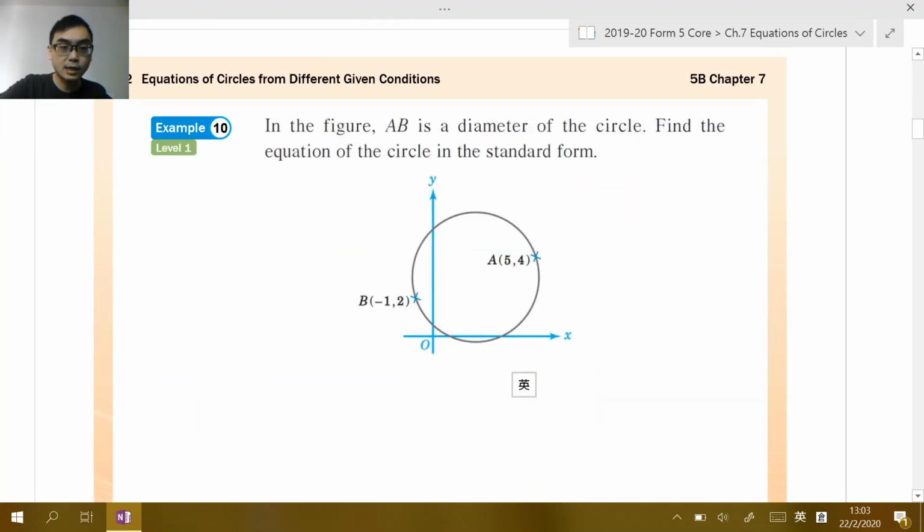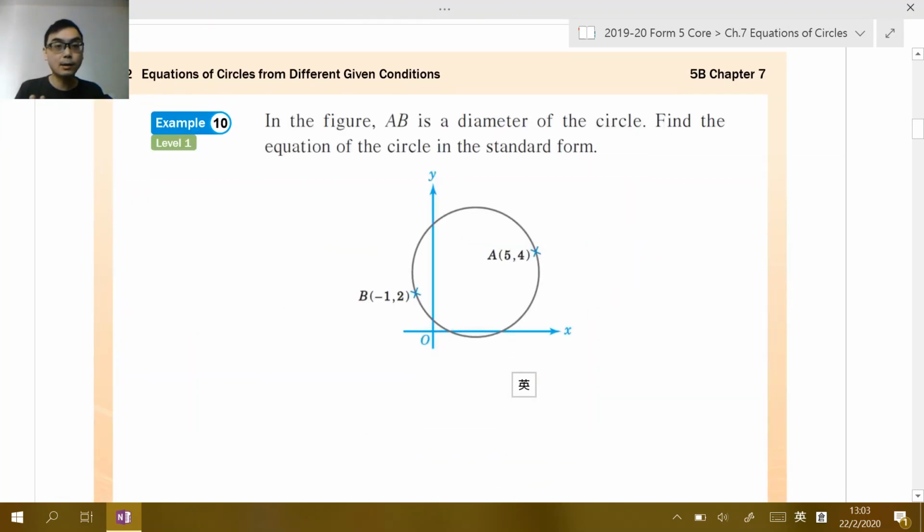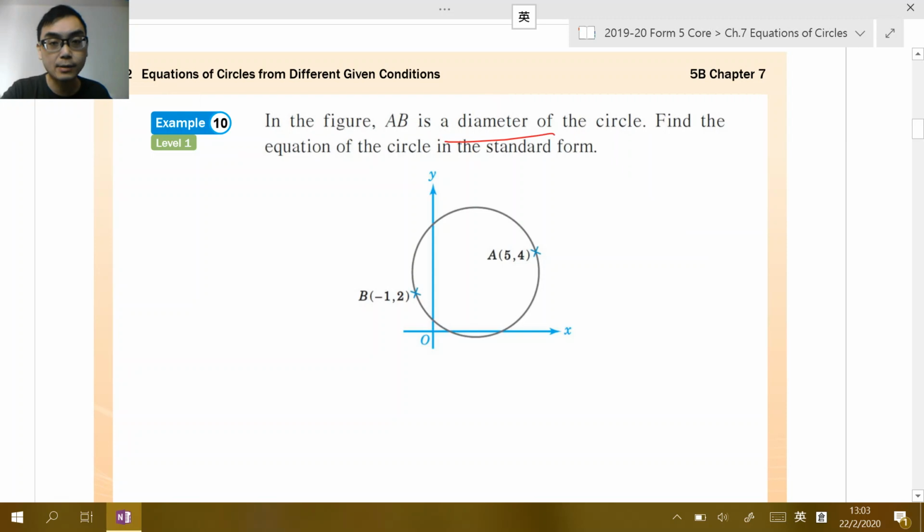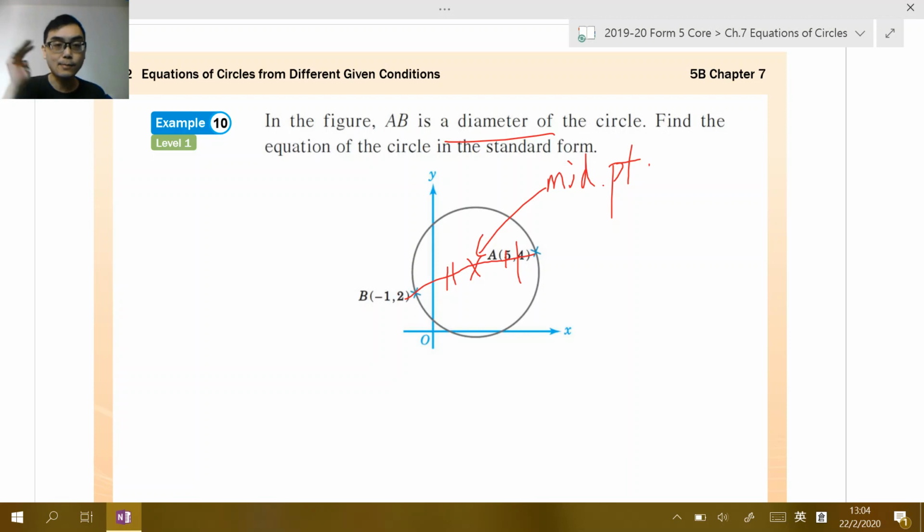The next example says, this time I give you 2 points, but I do not give you the center of the circle. I also do not give you the radius of the circle, but instead I've given you the diameter of the circle. Do remember that if you have got the diameter, then you should understand that the center is actually the midpoint of the 2 points, because the diameter should pass through the center, which is the definition, and the midpoint of the diameter is exactly the center.